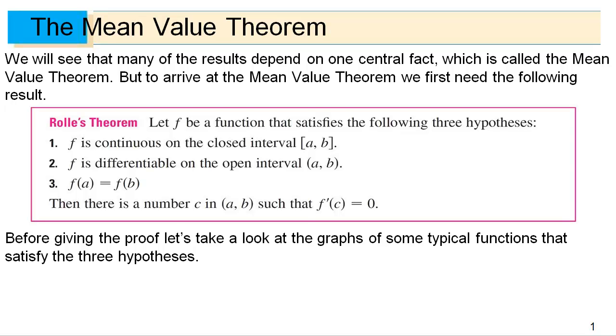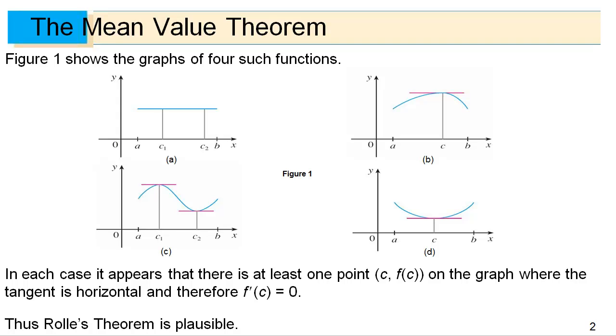Now, before giving a proof, let's take a look at some examples. You can see very clearly that in examples A and B, f of a and f of b equal each other, and if we took the derivative at any point on that function, it would be 0 because it's the constant function. And see how in the rest, the endpoints are all at the same height here and here, and here and here, and there, right? And somewhere in between we're getting these horizontal tangent lines. So Rolle's theorem seems very plausible from the pictures.